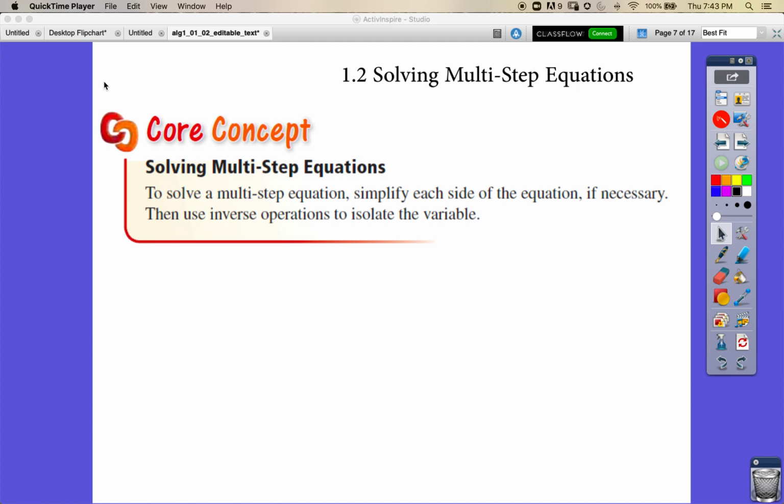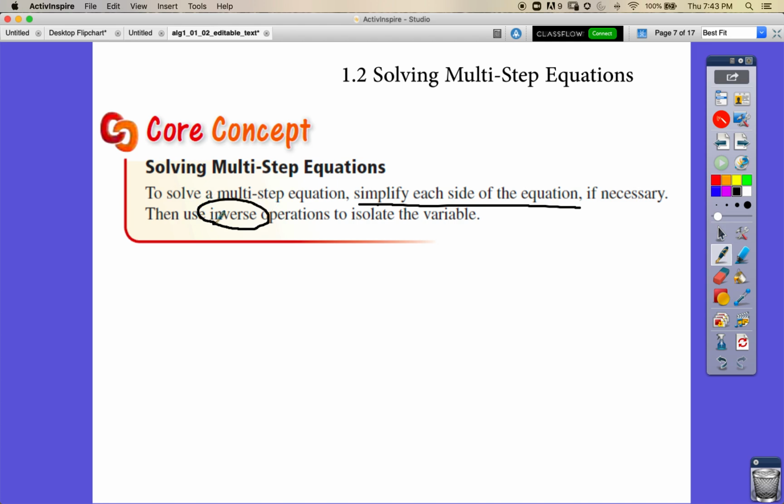Section 1.2, solving multi-step equations. So in order to solve multi-step equations, first we're going to simplify each side if it's needed. And then we're going to use the inverse operation, like we did in the first section, section 1.1, to isolate the variable. All right, let's get started.